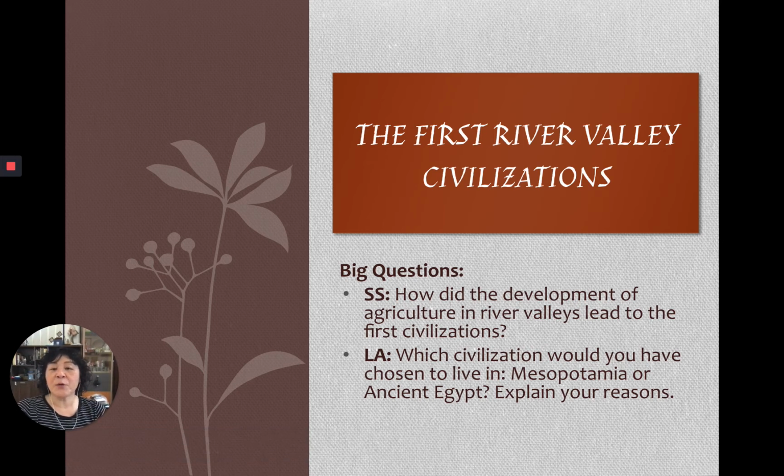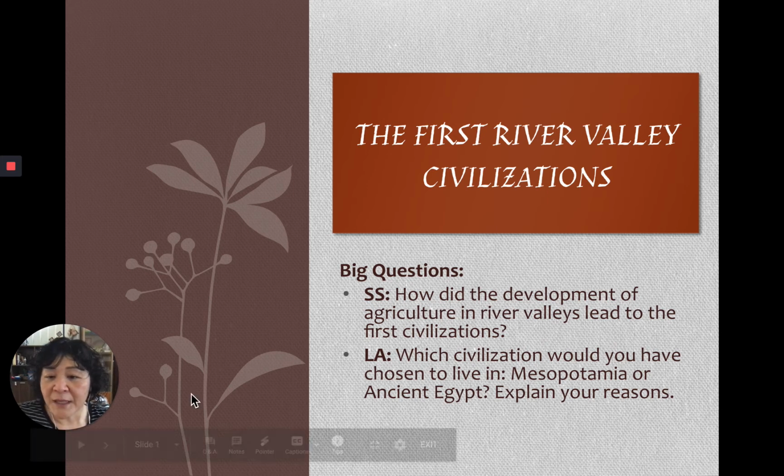A social studies big question for this unit of study is, how did the development of agriculture in river valleys lead to the first civilizations? And then as a writing piece, which civilization would you have chosen to live in? Mesopotamia or ancient Egypt? And explain your reasons. This first slideshow is all about Mesopotamia. That's why in the title it says Mesopotamia. Next quarter, you will get another slideshow that looks similar to this, but that slideshow is all about Egypt. Okay? So I just wanted to make that clear from the beginning.